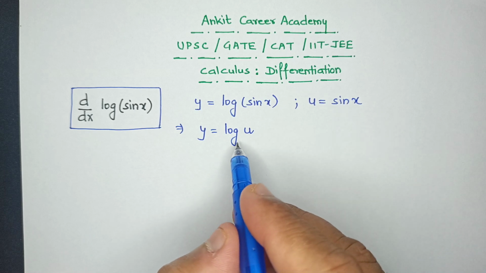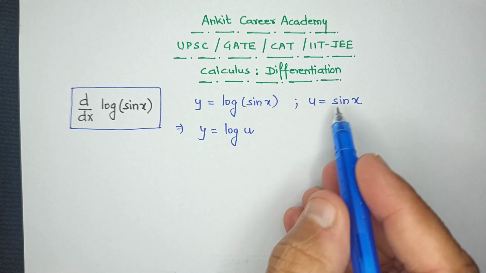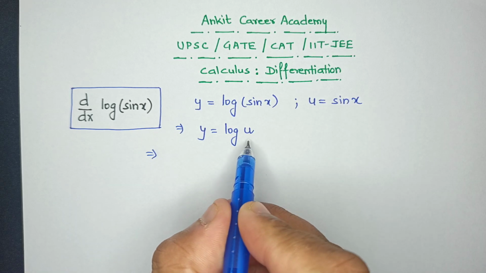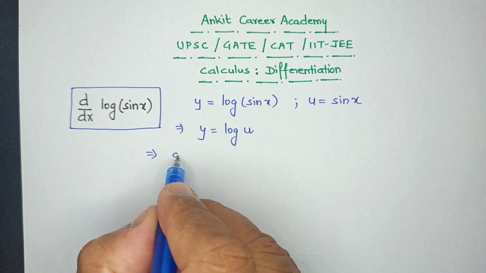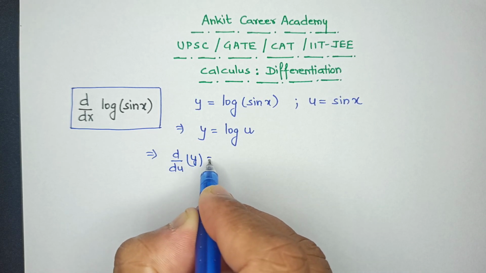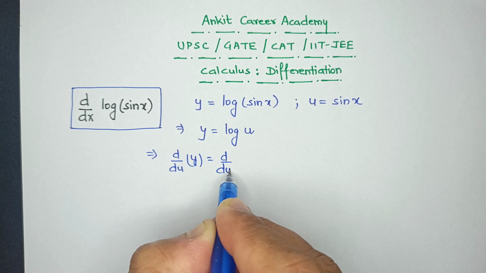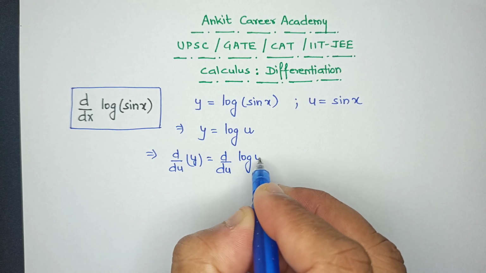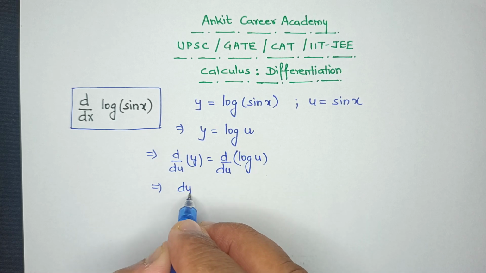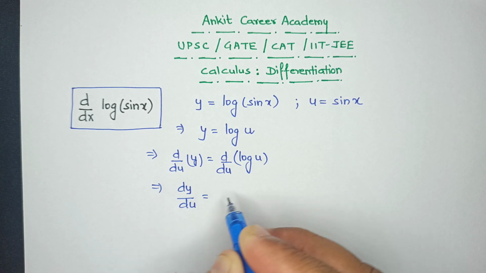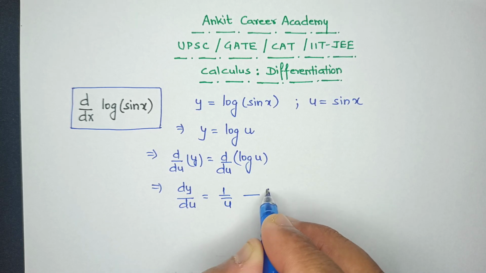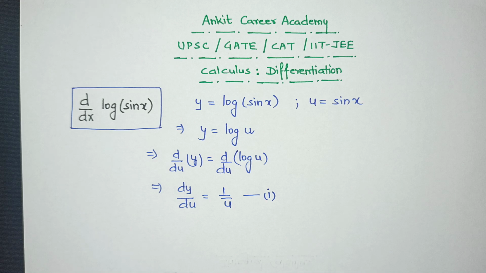Now what we do is we calculate the derivatives of both these functions separately. So here in this case the independent variable is u. So that means this function would be d by du of y is equal to d by du of log of u. So on this side we have dy divided by du, and dy by du of log u would be 1 by u. Let us say this is equation number 1.